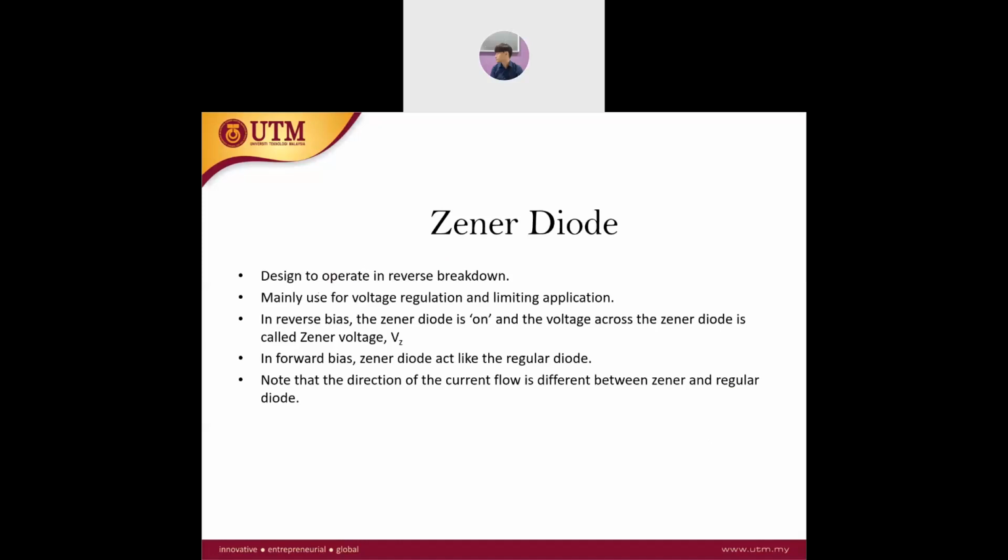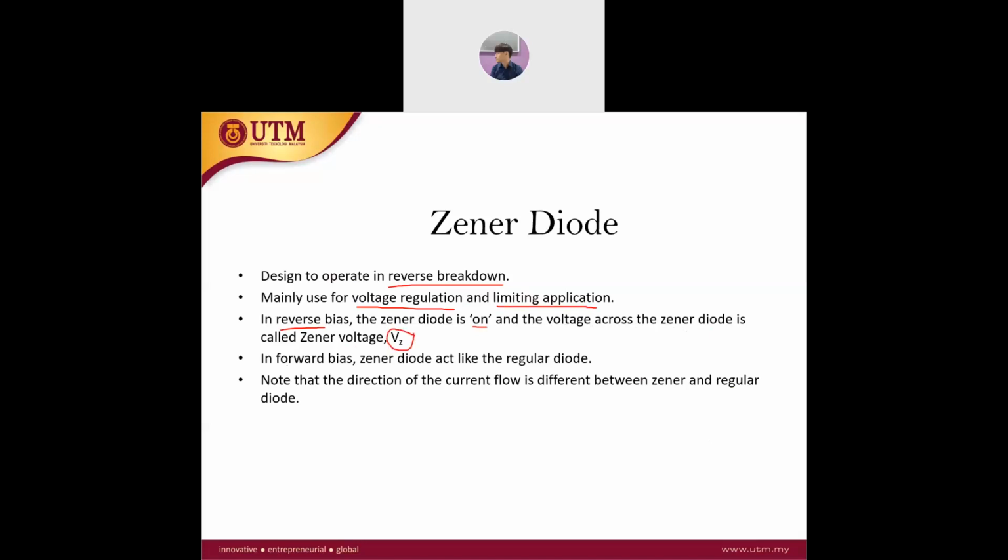The ZENER diode is designed to operate in reverse breakdown, mainly used for voltage regulation. So if the question asks what the use of a ZENER diode is, one of them is voltage regulation, for maintaining the voltage, and for limiting applications. In reverse bias, the ZENER diode is on, because it is specifically designed to operate in the breakdown region, and the voltage across the ZENER diode is called the ZENER voltage, which is your VZ just now.